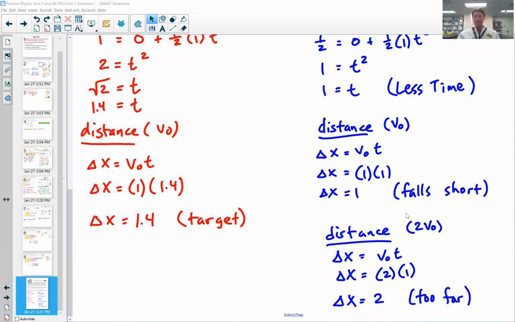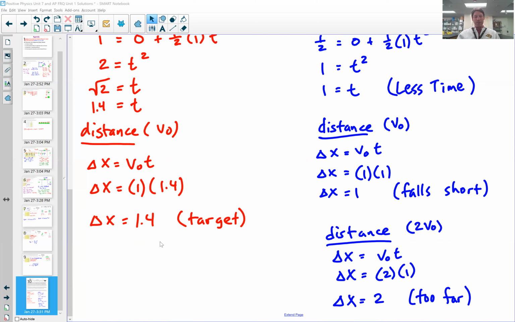Then if we do the same thing for double the velocity, we still keep 1 for time because it's only going to fall for this value of 1 at half the height, but now we're doubling the velocity, so we put a 2 in for the velocity. And this shows us our distance will be at a value of 2. That doesn't necessarily mean double the original, it's just double this one.